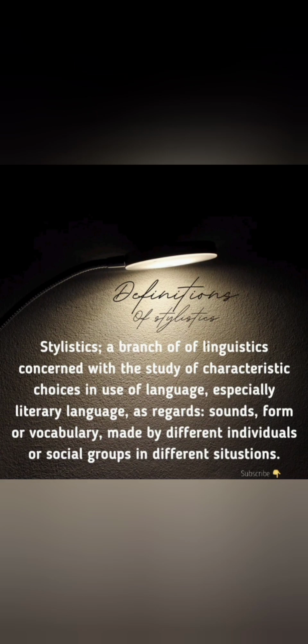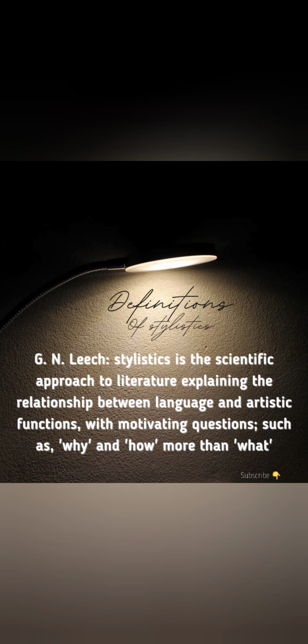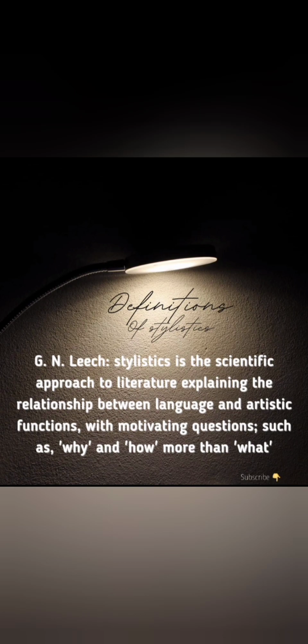Now I would like to give you the definitions by proper stylisticians or authors. So the first is G.N. Leech, who said stylistics is the scientific approach to literature examining the relationship between language and artistic functions with motivating questions such as why and how more than what. So in stylistics we normally deal with the questions of why and how more than what. We do not entertain the questions of what, rather we even venture on the topic of what the artistic functions are.